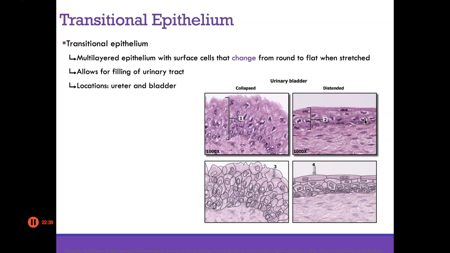So when our bladder is filled, then our cells would be more distended and flat. When our bladder is not filled, then the cells of the transitional epithelium, or the urothelium, will be more round. So again, these transition depending on the state of stretching. And again, that's an important structure to function connection, right? Because of this structure, it allows the ureter and the bladder to function.